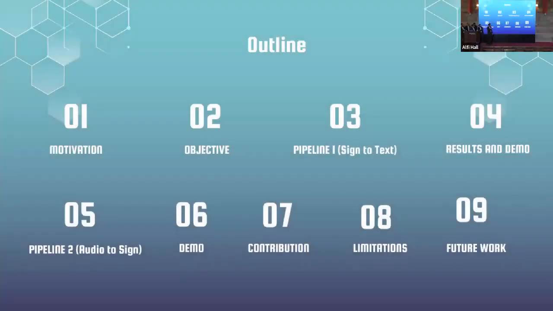Through our presentation, first we will discuss our motivation and objective, and then we will explain our two pipelines, of course, providing some examples and demonstrations. And finally, we will talk about our contribution, limitations, and future work.